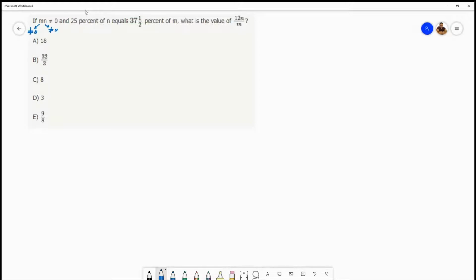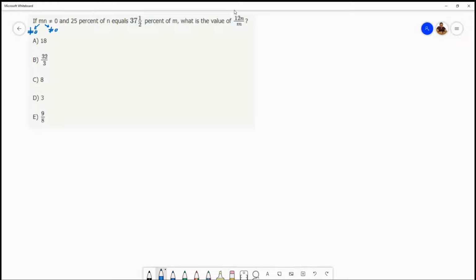All right. If this product is not equal to 0 and 25% of n equals 37.5% of m. A certain percentage of n equals a certain percentage of m. If this is the case, then what is the value of this expression here? 12 times n divided by m.